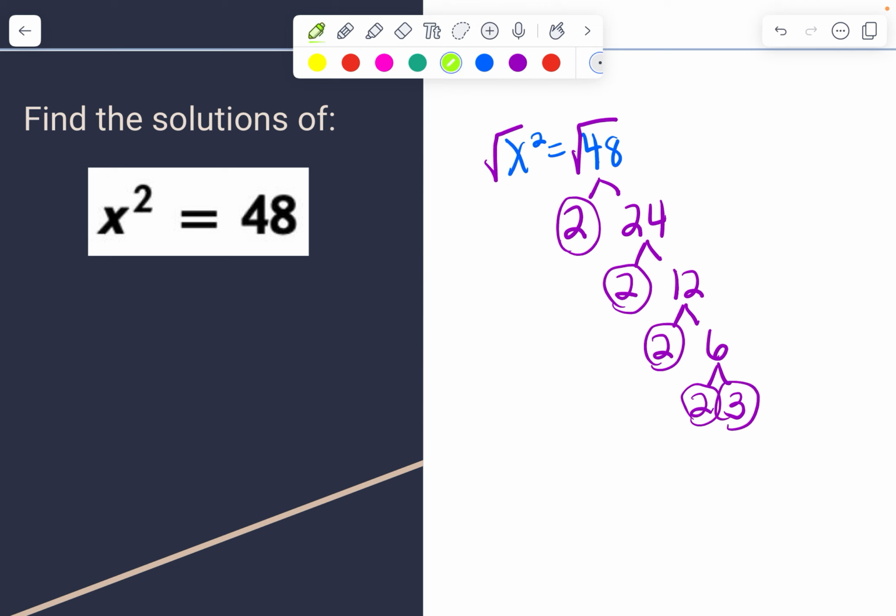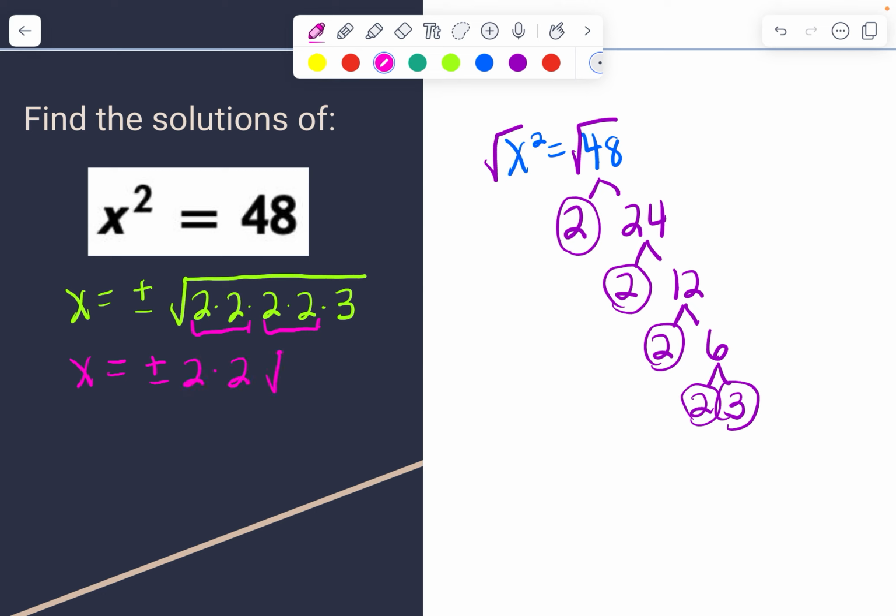So that means 48 is the same as 2 times 2 times 2 times 2 times 3. And if we're looking for pairs here, I have 2 pairs of 2s. So those can go on the outside. And then we still have a 3 on the inside. So finishing simplifying here, 2 times 2 is 4. So x equals positive and negative 4 times the square root of 3.